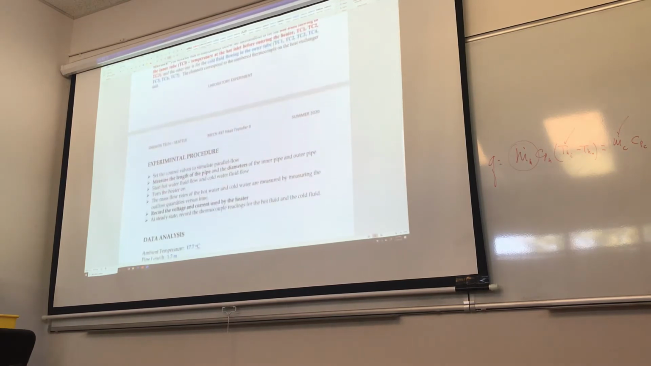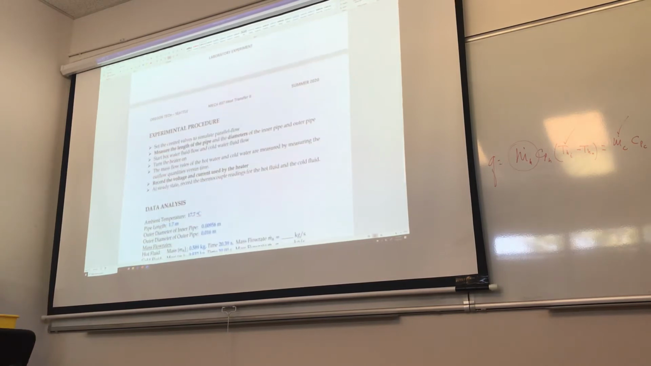So, the experimental procedure: set the control valve to simulate parallel flow, and we will do it when we go to the lab. Measure the length of the pipe and the diameters of the inner and outer pipe. Those are already measured, right? The outer pipe is 0.0956. Inner pipe is 0.00956. Outer is 0.016, right?